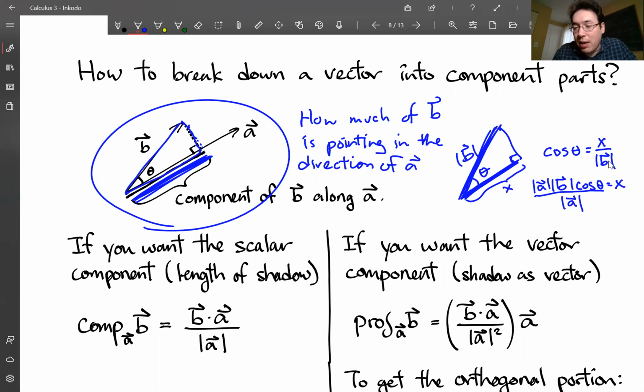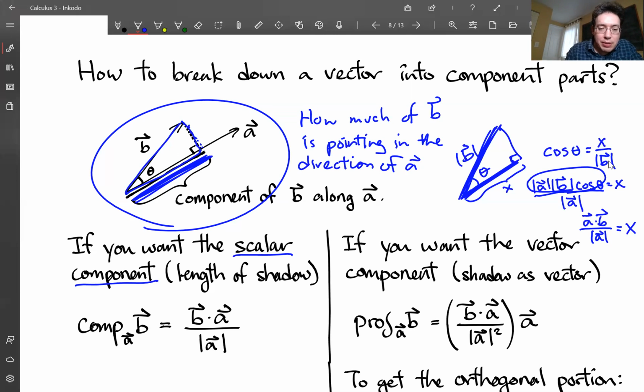Why did I do that? Well, if we multiply by the magnitude of A, the numerator is something that we know how to compute. This was the second formula for the dot product between A and B. So I can write down the numerator just as a dot product. And we get the length of the shadow. That's the x in the picture. So what we just computed here is what's called the scalar component, the length of the shadow or the magnitude of the shadow.